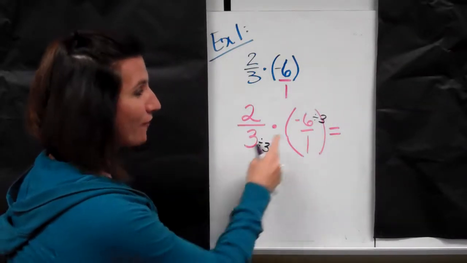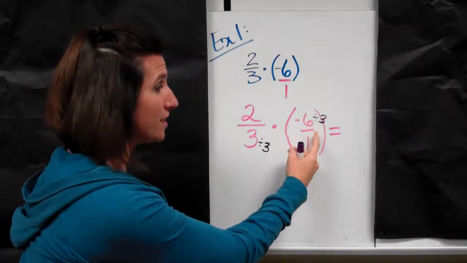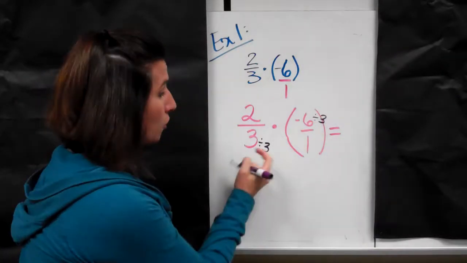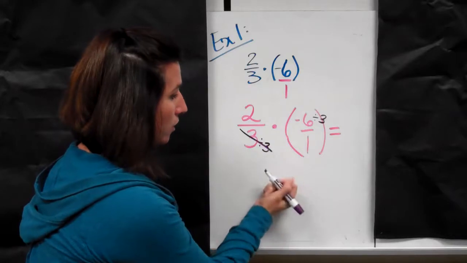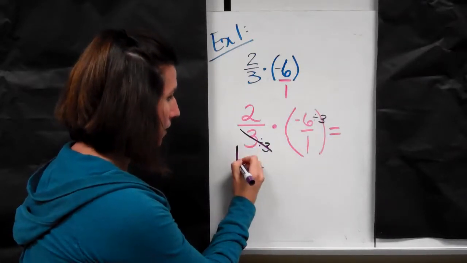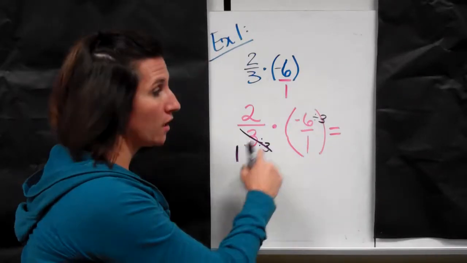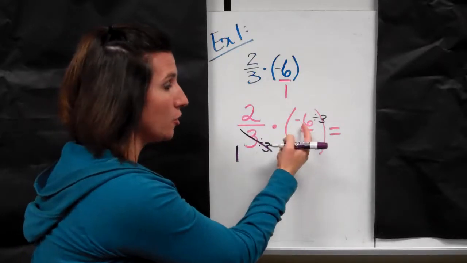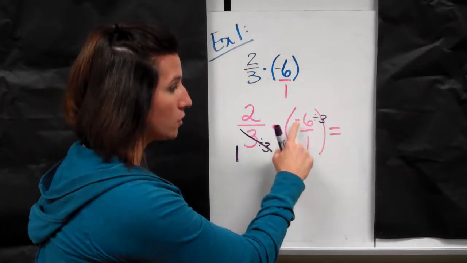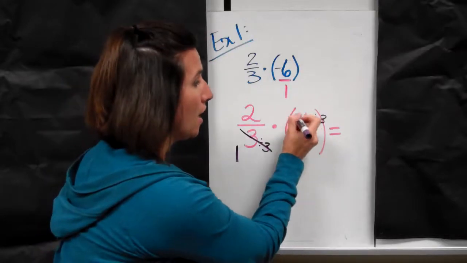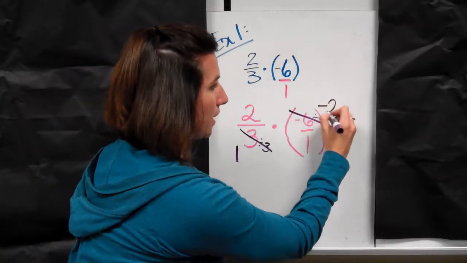So here we go. We have to cross cancel because the 2 and the 6 are both divisible by 3. So we're going to take 3 divided by 3, cross it off, and make this a 1. Because we did this here, we can also divide the diagonal numerator by 3 as well. So -6 divided by 3, I'm going to cross this off, and make this a -2.